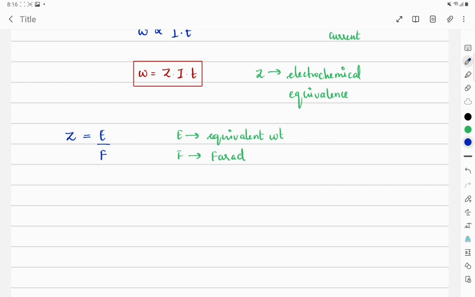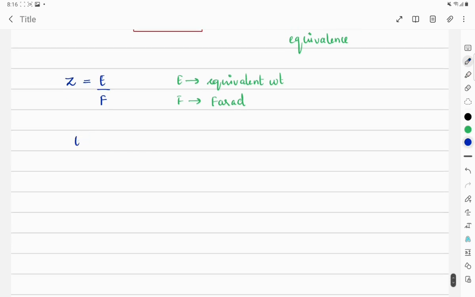Now this E, the equivalent weight, can also be written as molecular weight by number of electrons. So equivalent weight is written as M by N, where M is molecular weight and N is the number of electrons involved in the process.